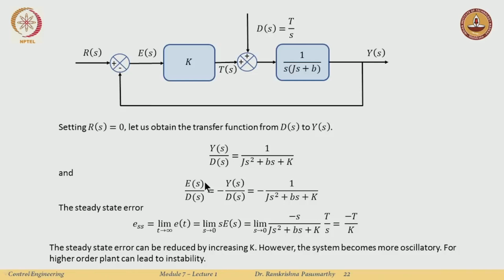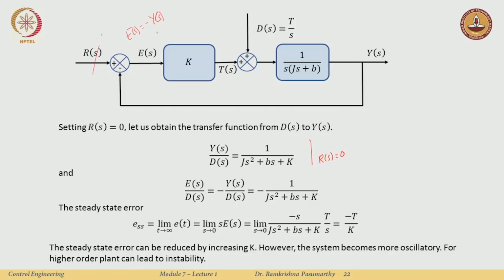It is straightforward to see, because what we do is compute this with r(s) equal to 0. There is nothing here, y(s) enters here. What is E(s)? E(s) is 0 minus the signal that is coming here. So, E(s) is the negative of y(s).